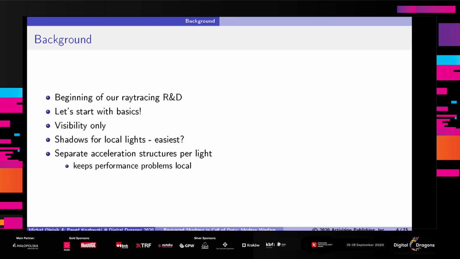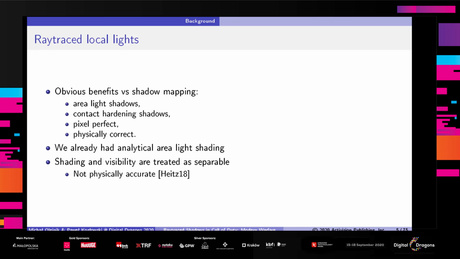For the start of our ray tracing R&D, we wanted to keep things simple. We felt that sticking to visibility-only algorithms would save us a lot of development time, since we don't have to care about shading, which left us with three main candidates: ambient occlusion, sun shadows, and local light shadows. And we chose local lights because we thought that using per-light acceleration structures would help us deliver better performance, both by keeping acceleration structure sizes small and by keeping any performance problems local to those acceleration structures. As it later turned out, this was a good assumption that allowed us to achieve high ray tracing performance.